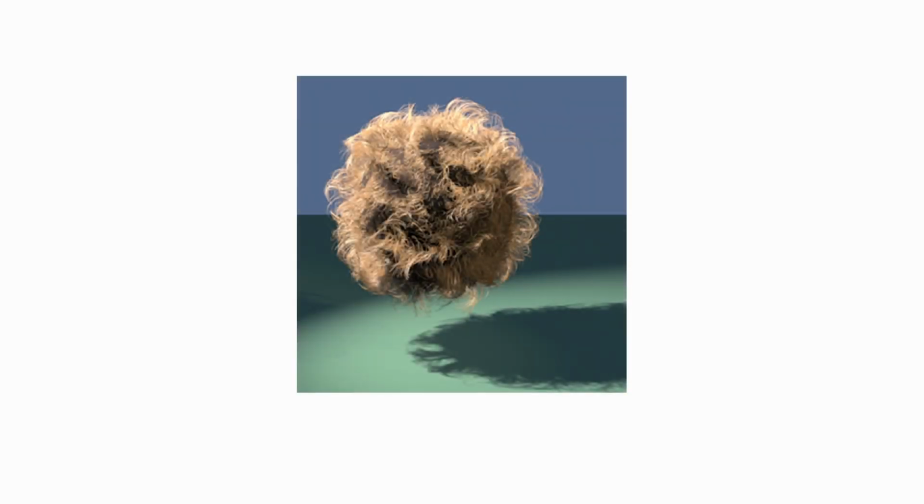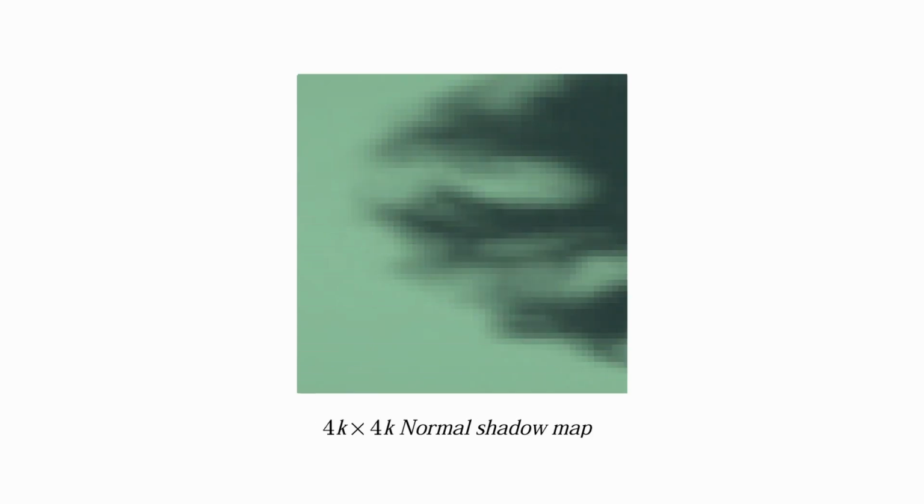For example, let's take a ball covered in 50,000 hair strands. If we render it at 512 by 512, the shadow map looks grainy, while a 4K by 4K map gives us a cleaner result, but it ate up a lot of resources.